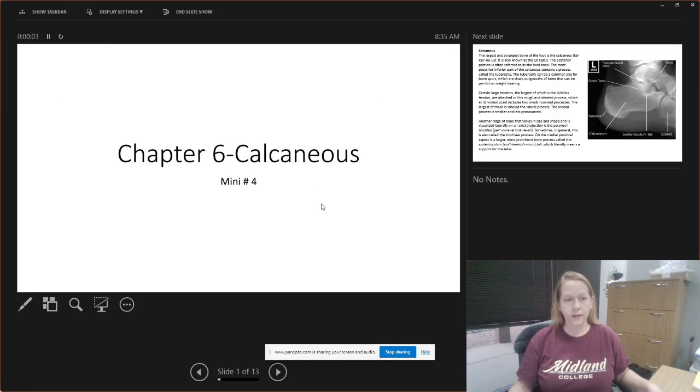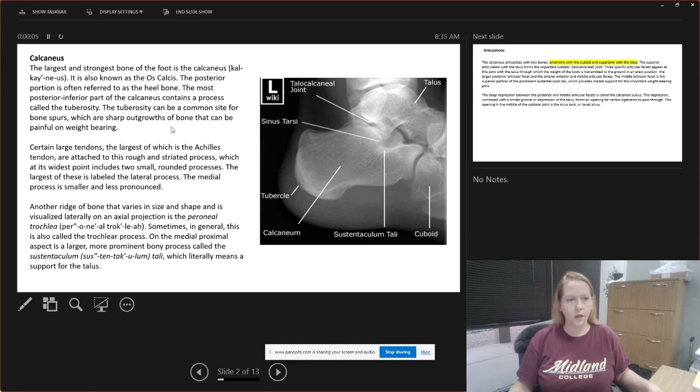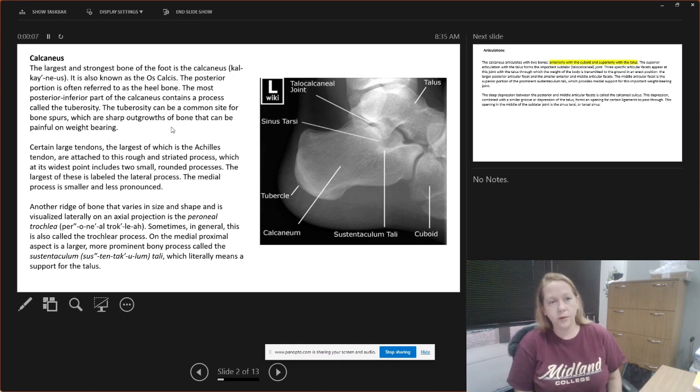So on the calcaneus, it is the largest and strongest bone of the foot. The calcaneus is also known as the os calcis.